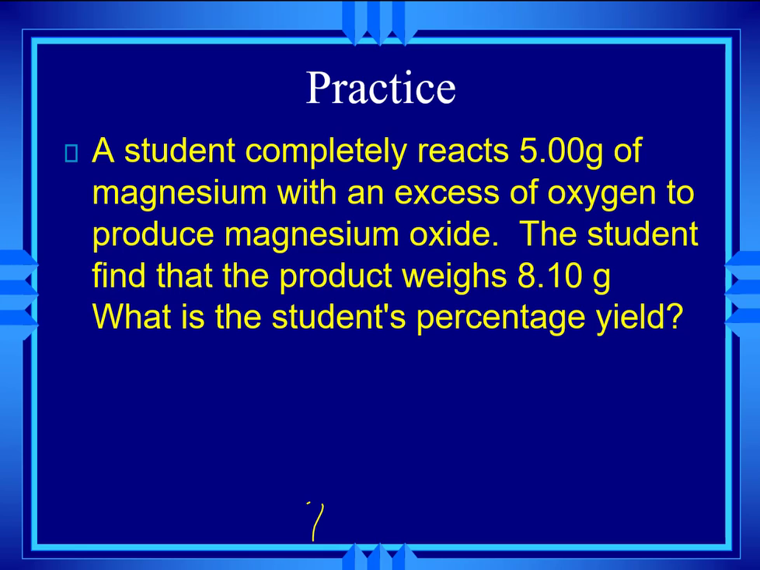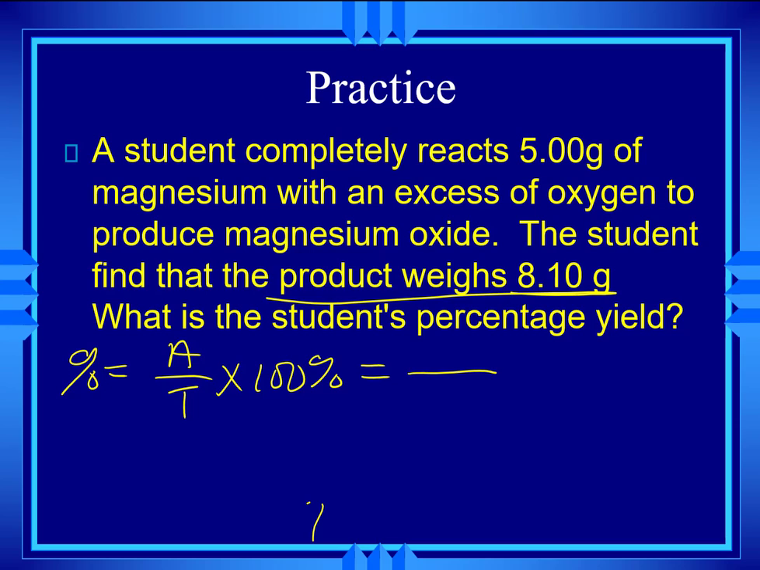So, percent yield equals actual over theoretical times 100%, right? So I need the actual. So, am I supposed to go burn some magnesium? Nah. The student did it. The product weighs 8.10 grams. How are you going to find out the product weighs 8.10 grams? You're going to actually weigh it. You're going to make it and weigh it. So that is my actual yield.